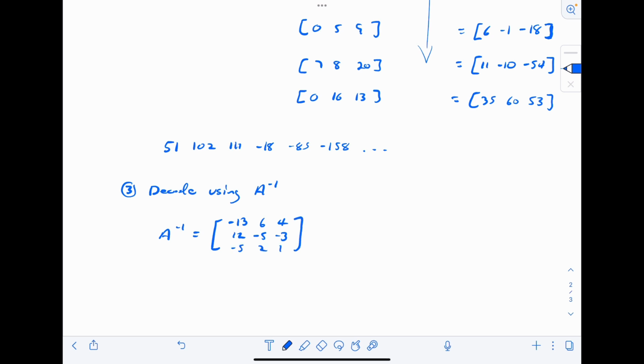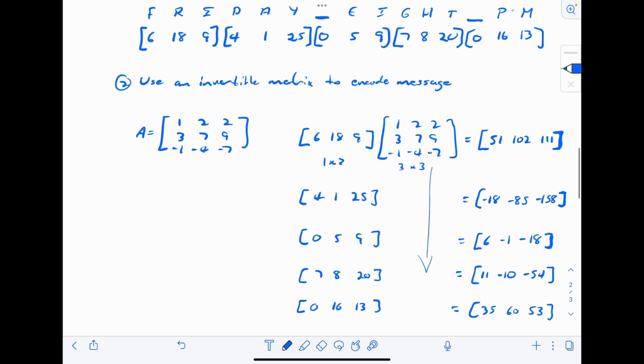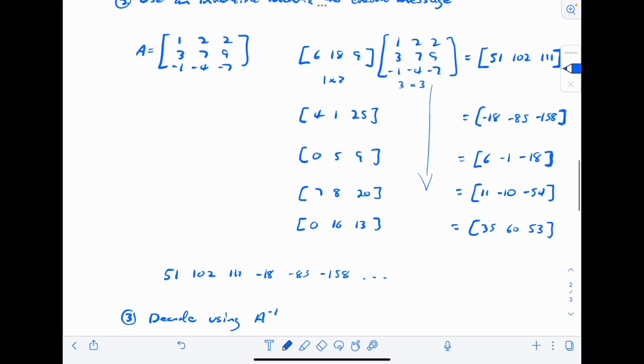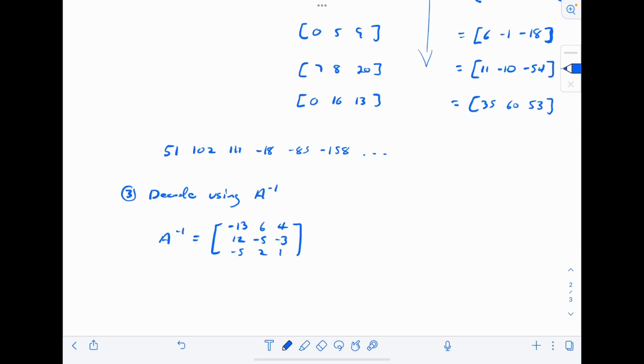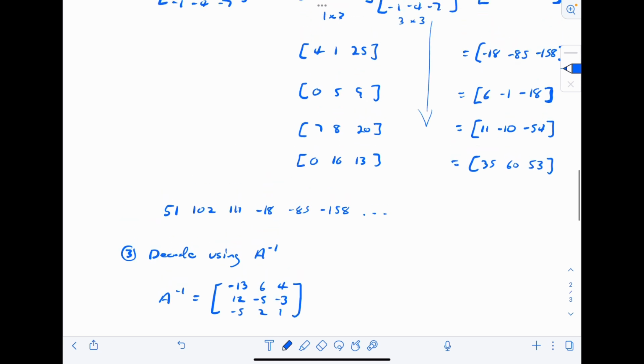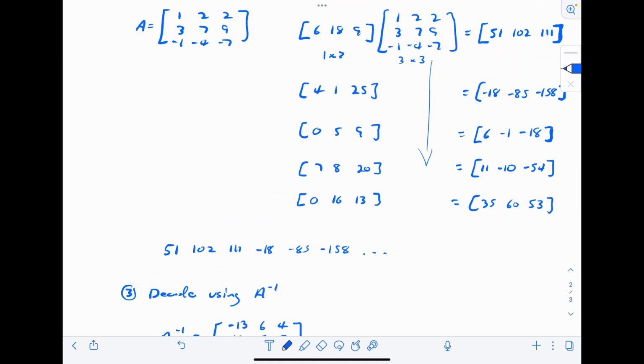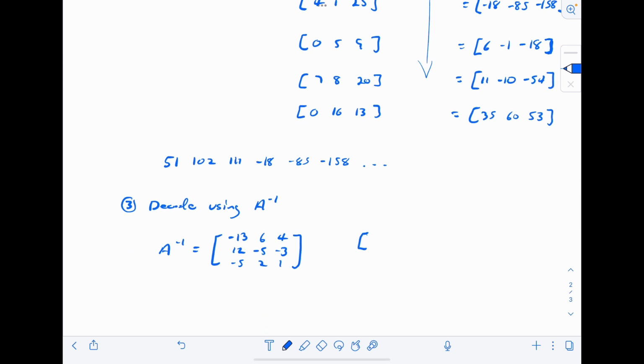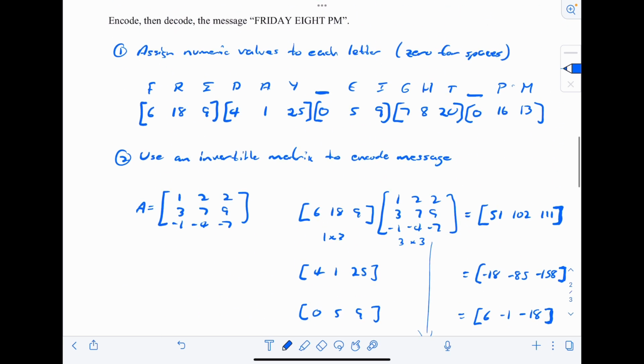So now, just like we did before, where we multiplied each of those blocks times matrix A to get the encoded numbers, now I'm going to take each of those blocks times the inverse of A to get the decoded. So I'm going to take this first block, 51, 102, 111, and multiply that by the inverse of A. And when I do that, I will get what I started with, the 6, 18, 9.